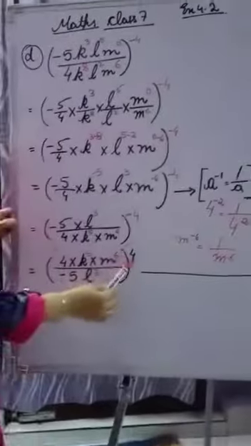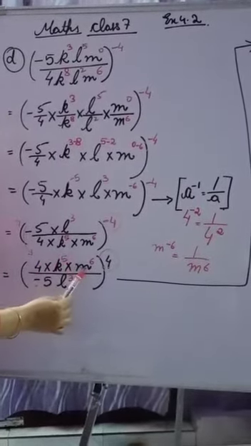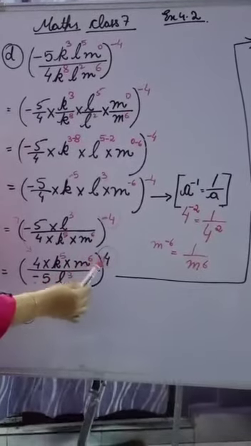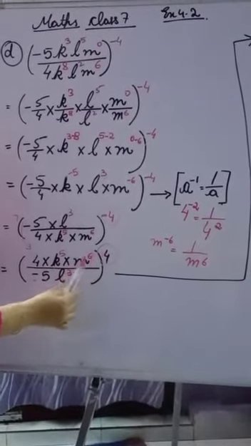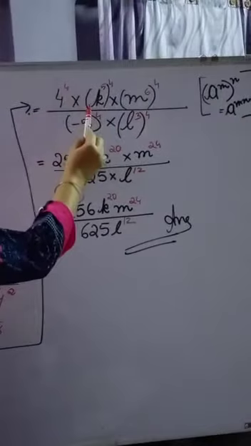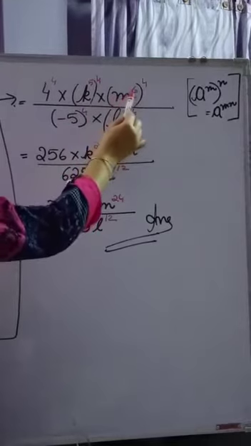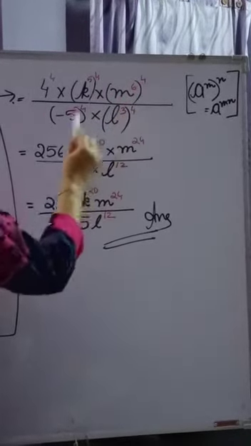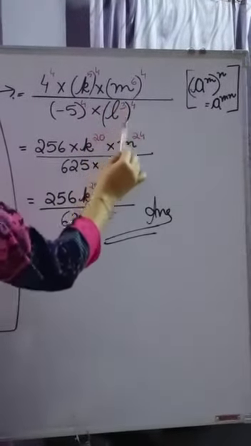So this 4 means it is to the power 4: 4 into k to the power 5 into m to the power 6 into 4, and this 4 is also for minus 5 to the power 4, L to the power 3 into 4. That means this power 4 is for each and everything inside the bracket. Now let us expand and write it. 4 to the power 4 into k to the power 5 whole to the power 4, again m to the power 6 whole to the power 4, divided by minus 5 to the power 4 into L to the power 3 whole to the power 4.